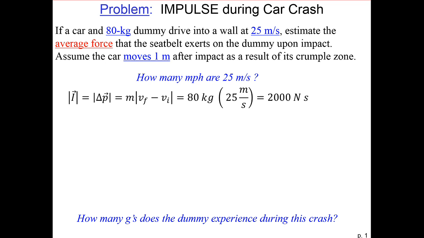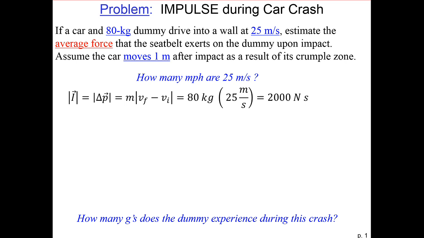So the change in momentum is equal to the impulse, and that is equal to the mass times the change in velocity. We just need to know the absolute value of the change in momentum, so we're going to multiply the mass, 80 kilograms, times the change in velocity, which is 25 meters per second, since we're going from 25 meters per second to 0 meters per second. And that gives us a change in momentum of 2,000 newton-seconds, or 2,000 kilogram meters per second.